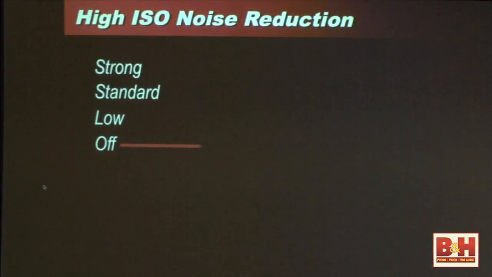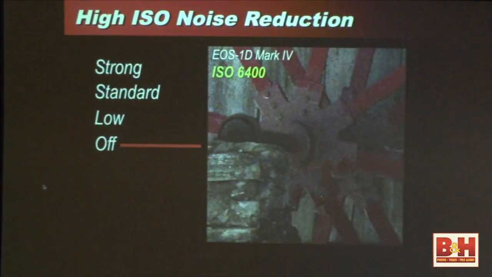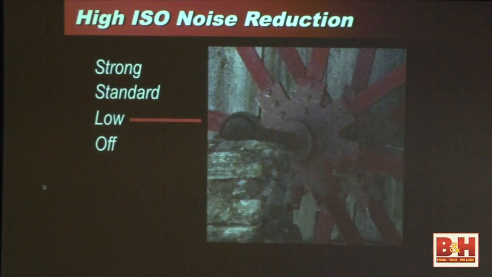Here's an example taken with a 1D Mark IV. We look at that one little area at ISO 6400. If we shoot with noise reduction off, there's obviously a pretty fair amount of noise there. At 6400 ISO, it's unavoidable. The low setting starts to clean up some of the chromatic noise, which is that kind of pastel-colored salt and pepper noise that's in the picture. The luminance noise, which is the gray and kind of dark gray and black noise, is still basically present when you do the low setting.